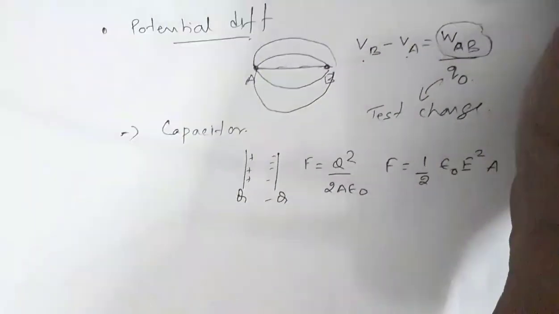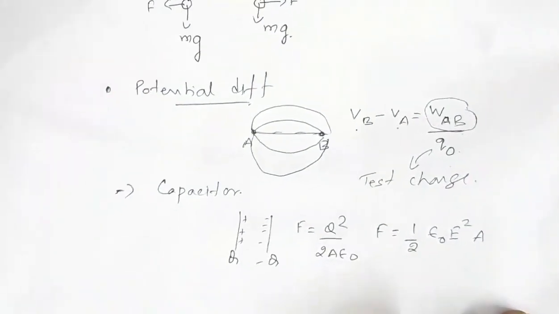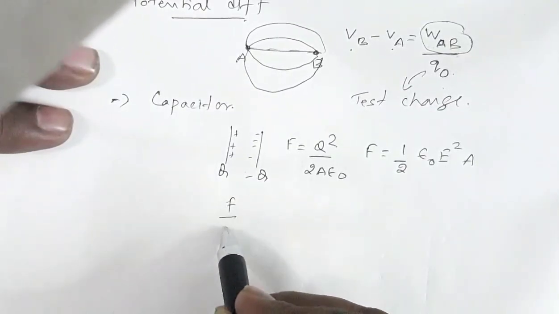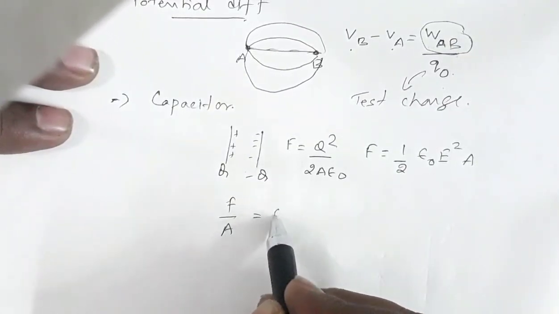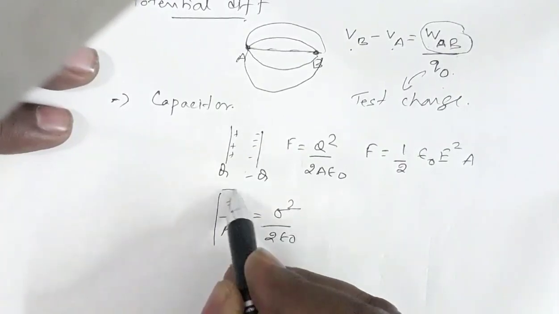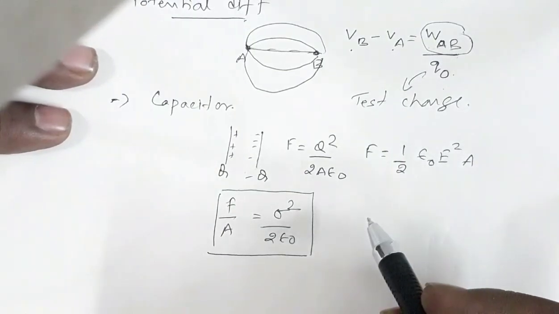Now, if you are asked to calculate the force per unit area, that can be written as F by A is equal to sigma square by 2 epsilon naught. So this is force per unit area in terms of surface charge density. Sigma is the surface charge density.